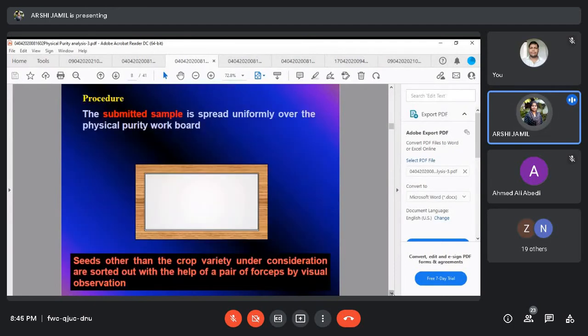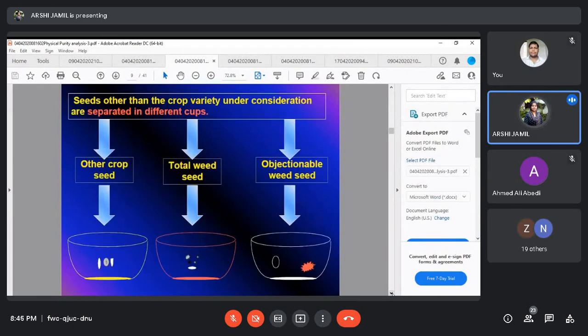You don't have to go for the apparatus. Here, now you can look at the figure. Seeds other than the crop variety under consideration are separated in different cups. You use cups or other vessels, and in them you keep counting and taking out how many seeds of other crops there are. For example, sometimes in intercropping, seeds of one crop get mixed with another crop, so you count and separate them to see how many seeds of other crops came out.